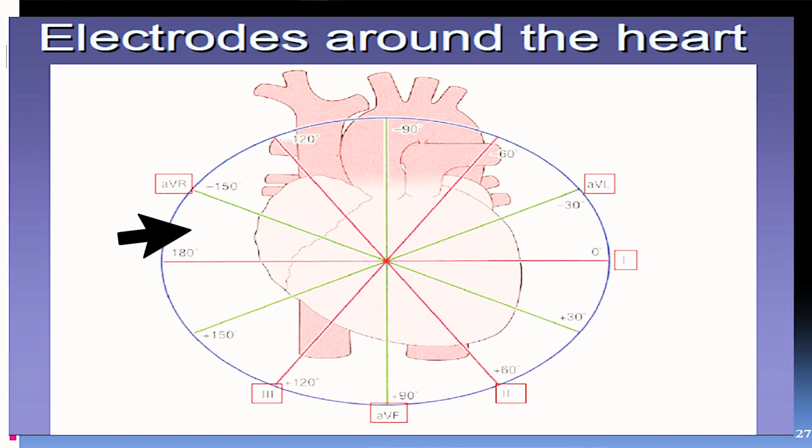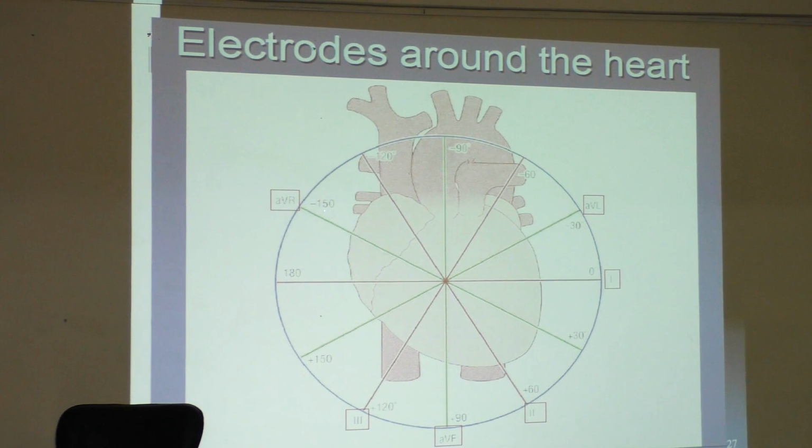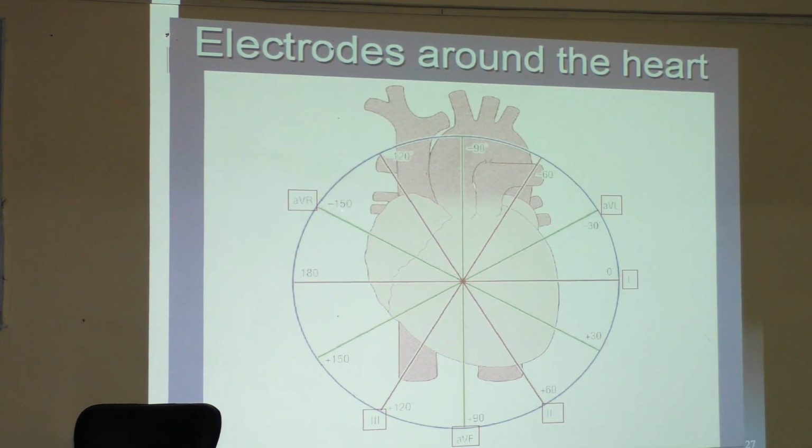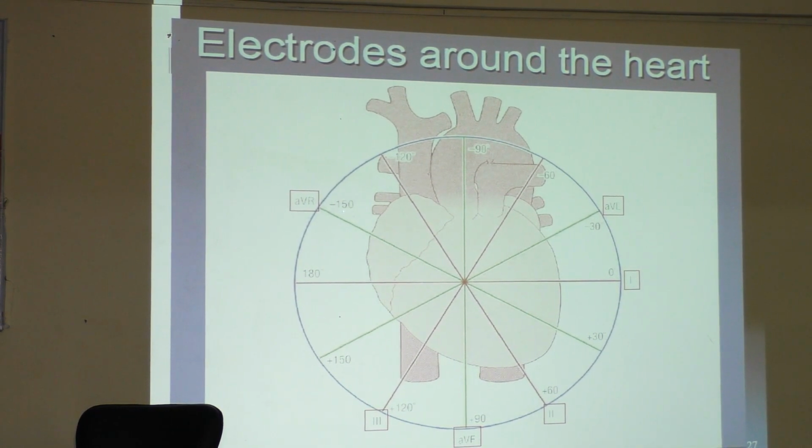This is the right atrium, this is the right ventricle. So by remembering this diagram, you can know which lead records activity of which side of the heart.